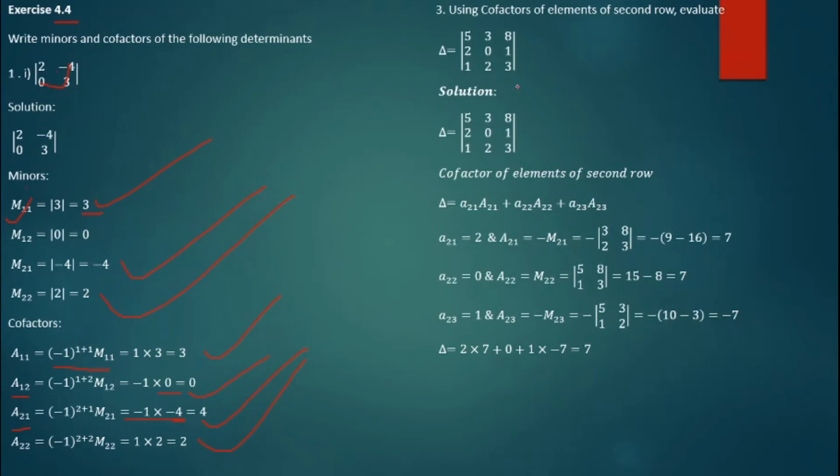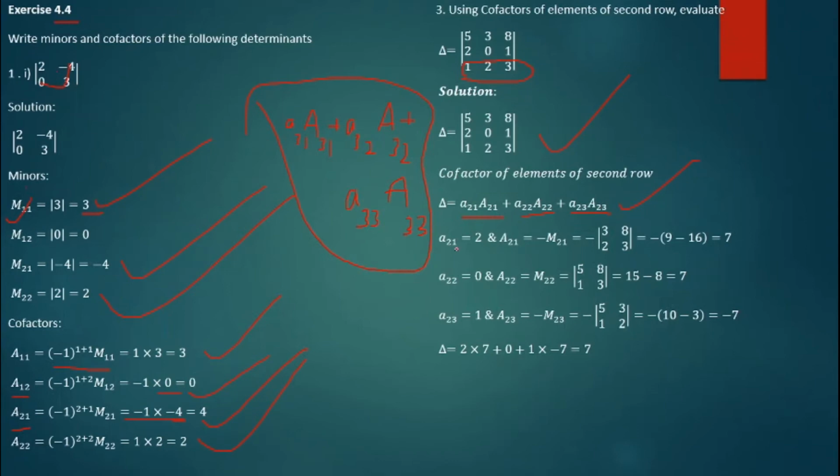For order 3 by 3, third question: using cofactors of elements of the second row, evaluate the determinant. You have to find the determinant using cofactors of elements of the second row. So you write the given first, then the cofactors of elements of the second row. Determinant equals A21 times its cofactor plus A22 times its cofactor plus A23 times its cofactor.